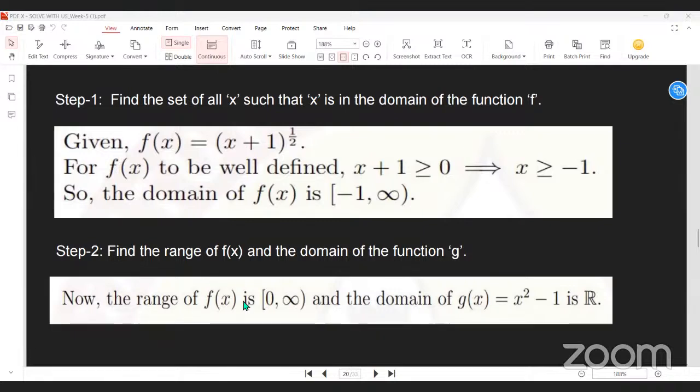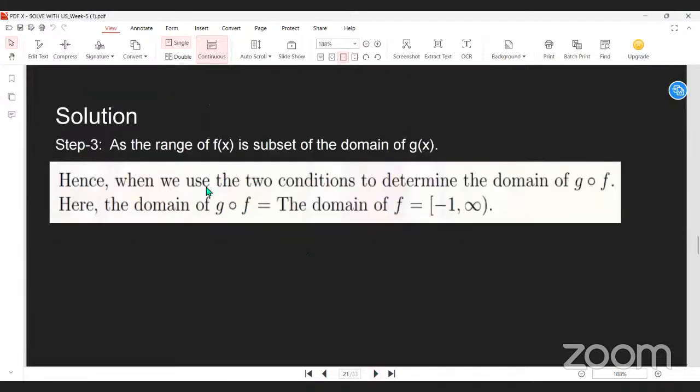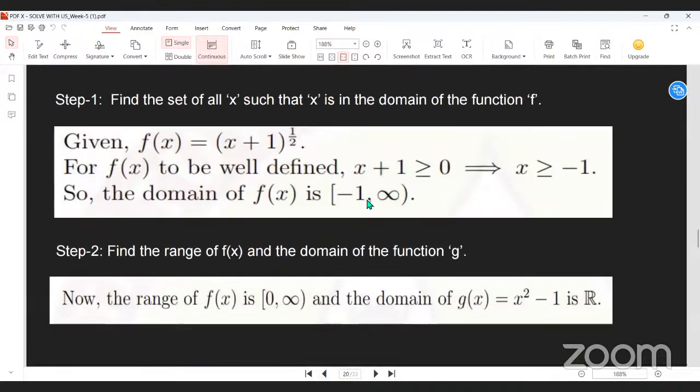Yes, we will check the range of f of x and take the intersection. So the answer is -1 to infinity. Hence, we use the two conditions to determine the domain of g of x. Hence, the domain of g of x is the domain of f, which is -1 to infinity, and here it is R. So it would be -1 to infinity, the intersection of these two.